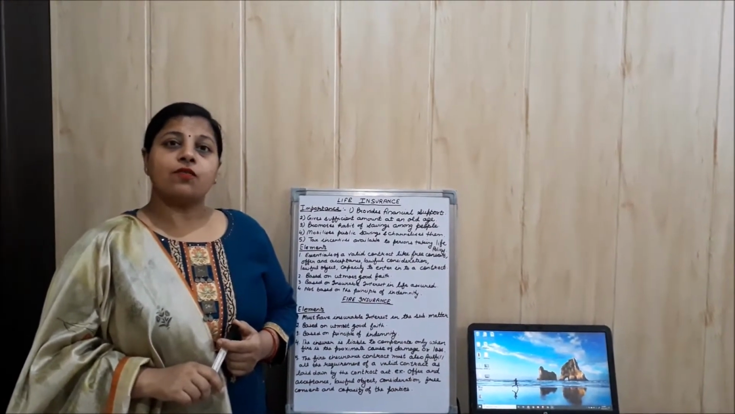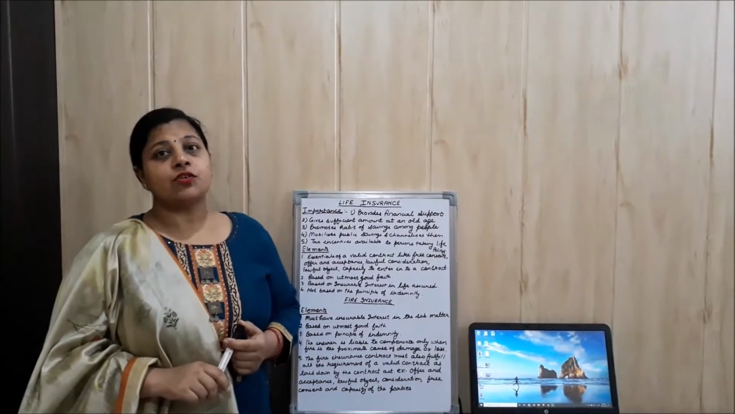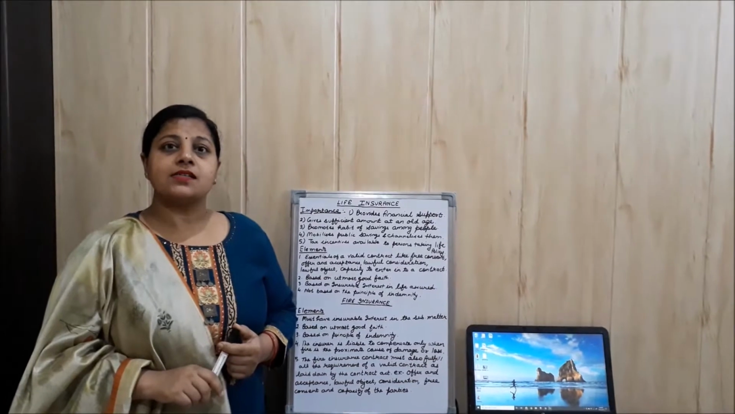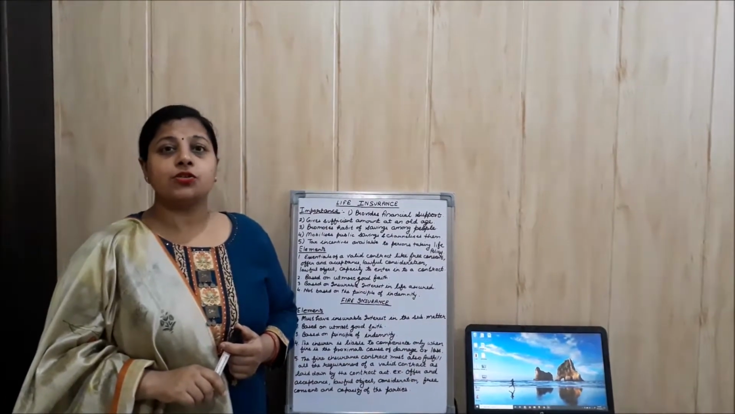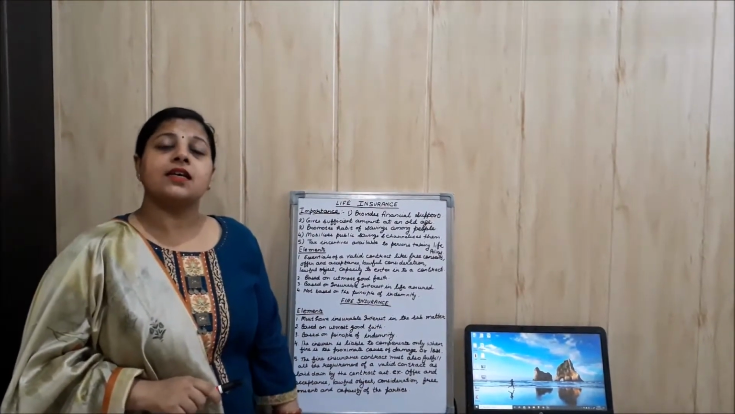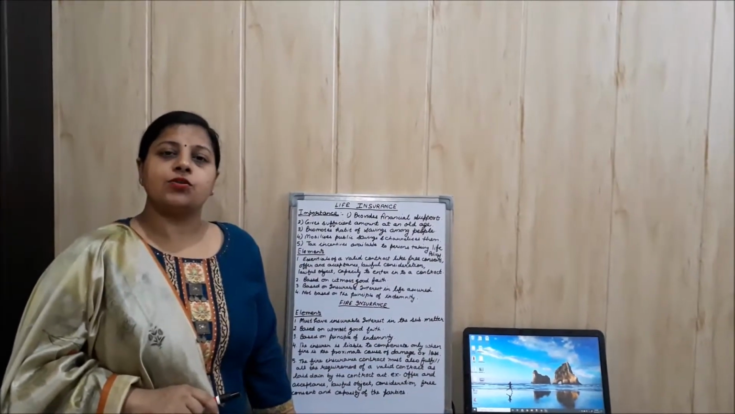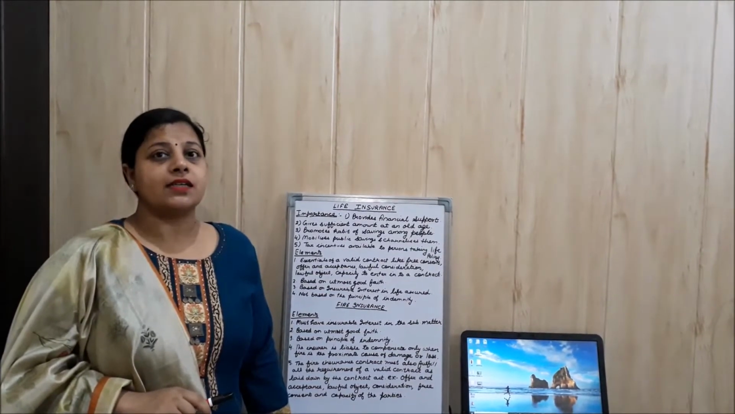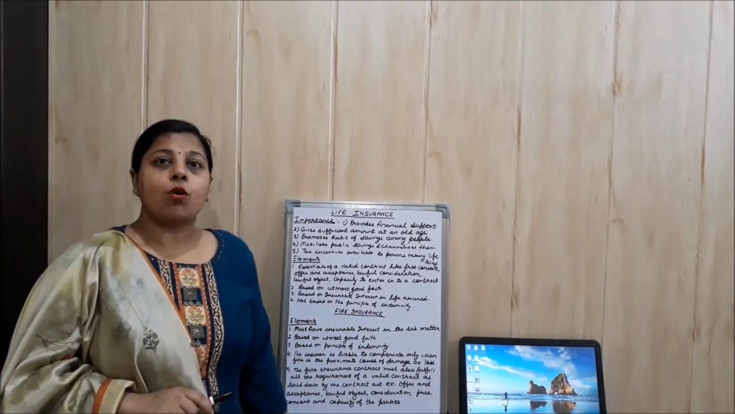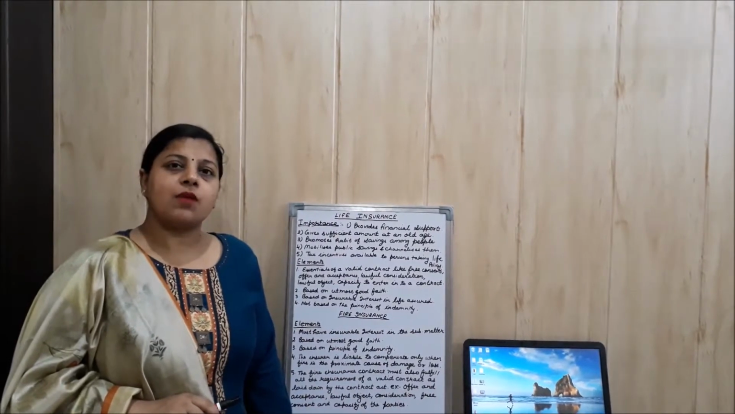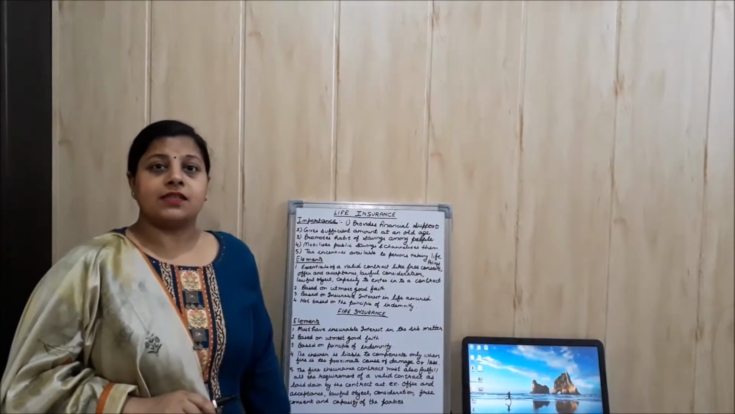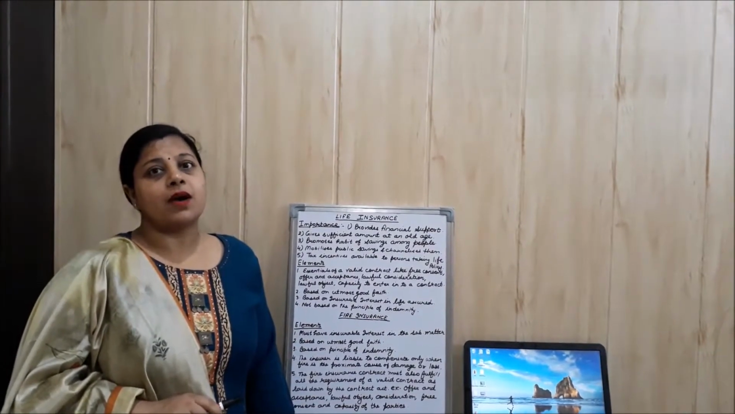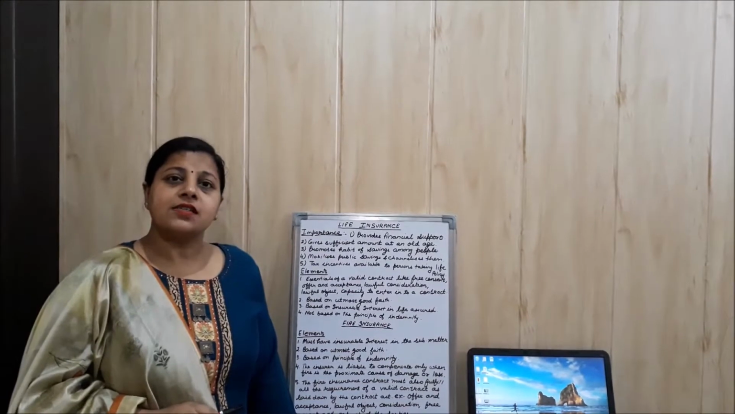So, the meaning of life insurance is a contract between two parties. The first party is the insurance company, called the insurer, and the other party is the insured, who is taking the insurance policy. So life insurance is a contract between two parties where one party promises to pay a fixed amount of money to another party, either at the happening of an event or at the expiry of a period, whichever is earlier.